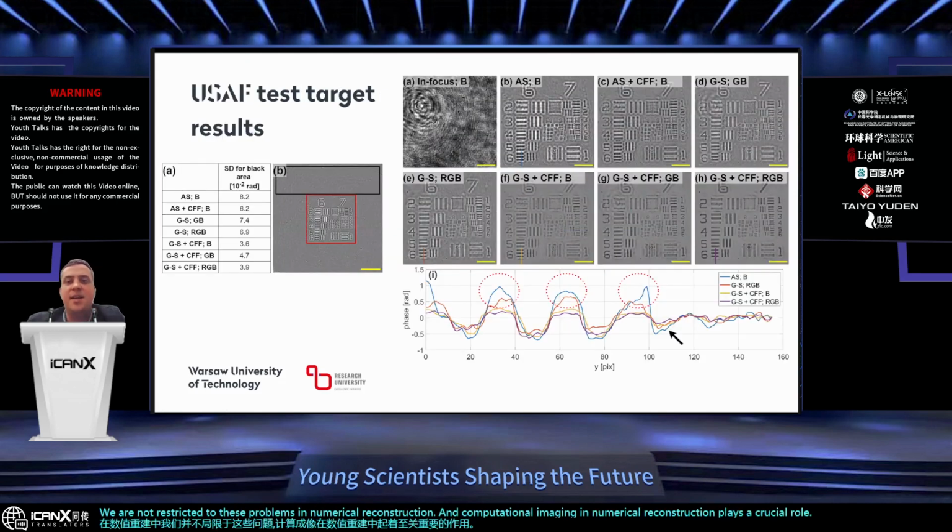And here we tested on a USAF target and saw that the more holograms we have and the more elaborate our numerical processing is, the lower the noise, the lower the coherent noise, the lower the twin image noise, and we can preserve the object information.